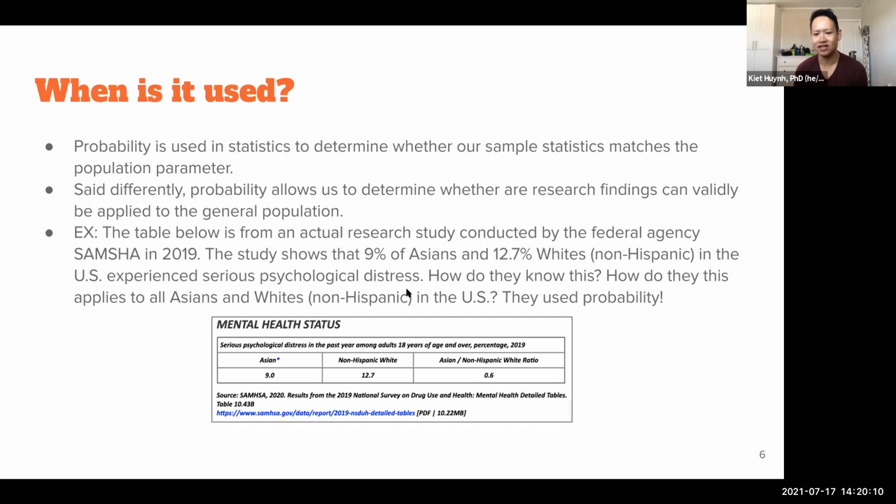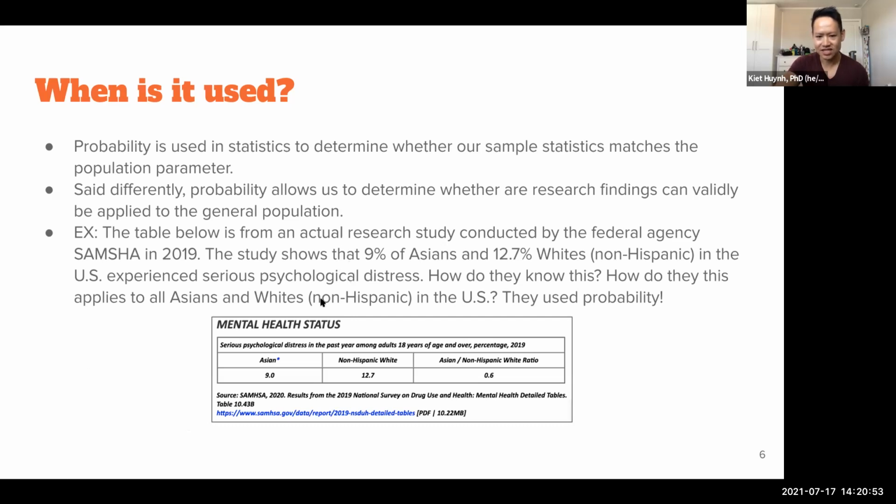So how do they know this? How do they know that 9% of Asians and 12% of non-Hispanic whites in the US experience psychological distress? Did they measure all the Asian and non-Hispanic white individuals in the US to get this? No. What they did is they took a random sample of people in each of these groups, and then they measured the psychological distress, and they used principles of statistics and probability to determine that it is likely that the sample they have matches what it is in the population. So the study of probability really helps us identify whether we could generalize our sample findings to the general population.